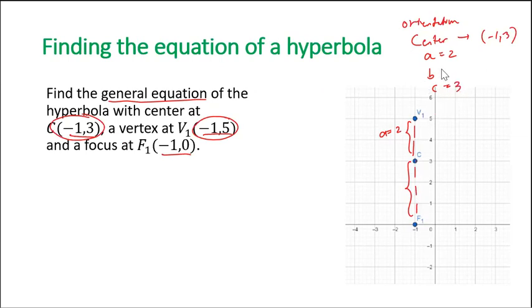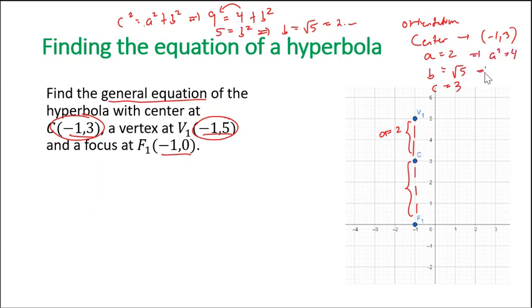So from a equals 2 and c equals 3, we can easily get the value of b squared. So c squared, which is 9, equals a squared, which is 4, plus b squared. If we transpose 4 to the other side, we get 5 equals b squared, which indicates that b is equal to the positive square root of 5, or approximately 2 point something. So a squared equals 4 and b squared is equal to 5.